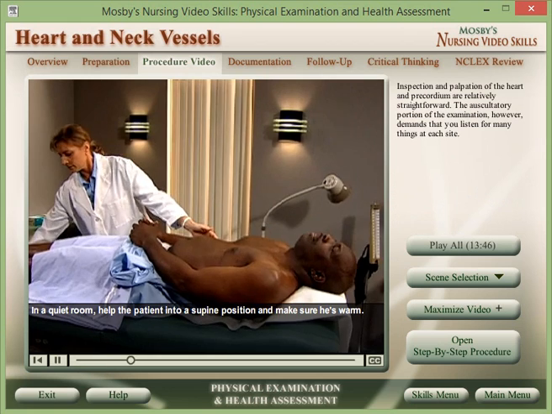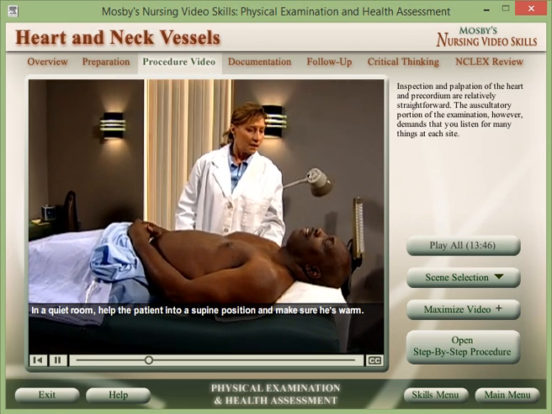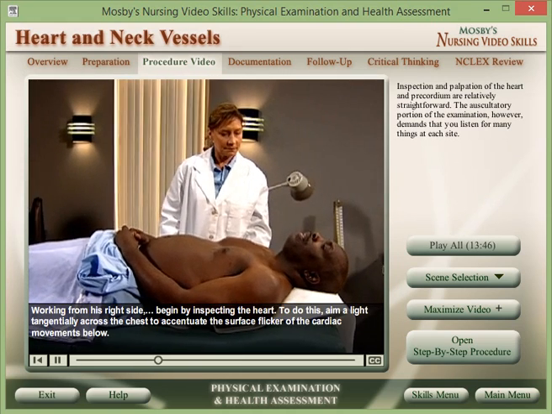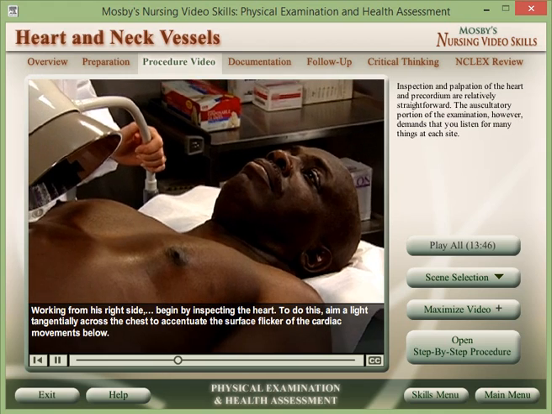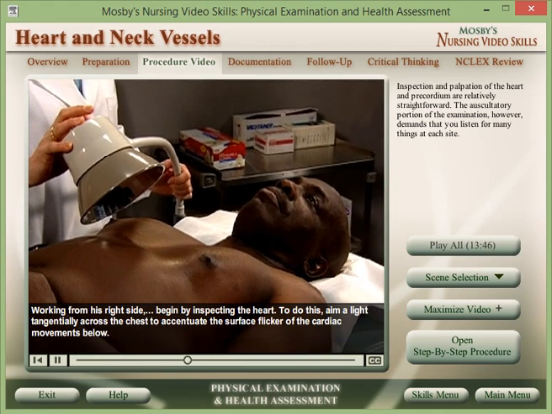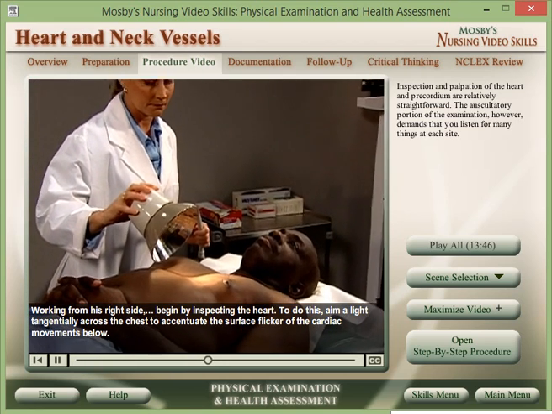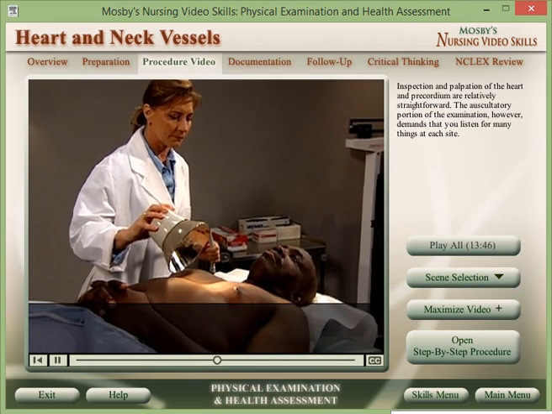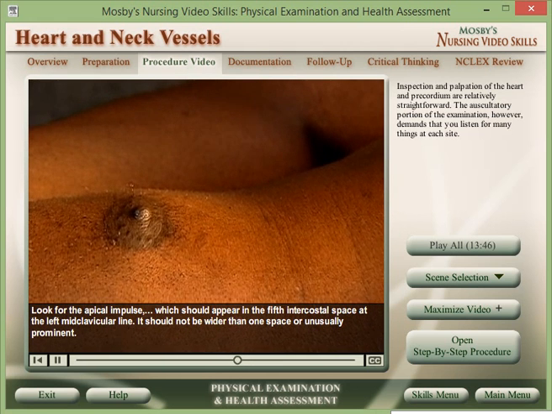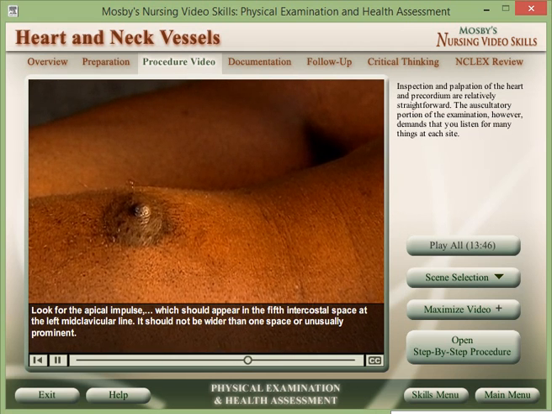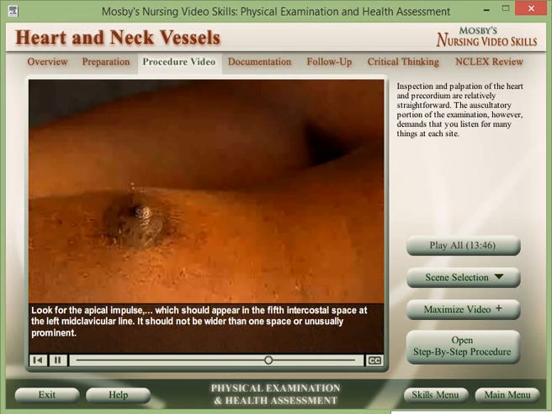In a quiet room, help the patient into a supine position and make sure he's warm. Working from his right side, begin by inspecting the heart. To do this, aim a light tangentially across the chest to accentuate the surface flicker of the cardiac movements below. Look for the apical impulse, which should appear in the 5th intercostal space at the left midclavicular line. It should not be wider than one space or unusually prominent.